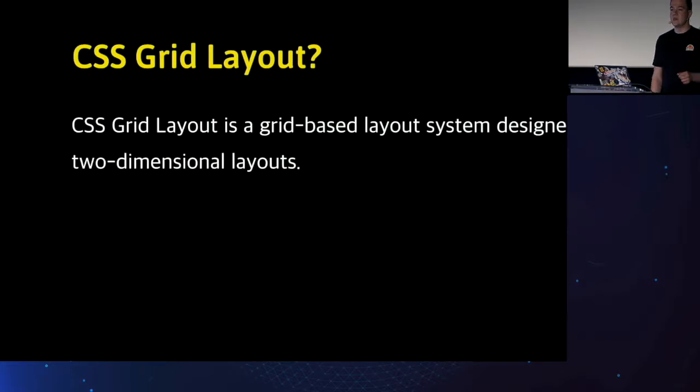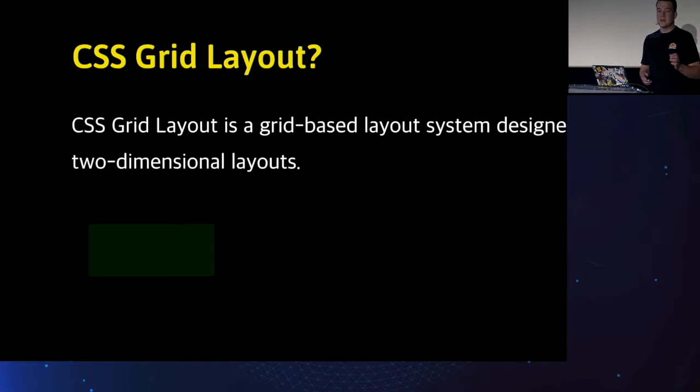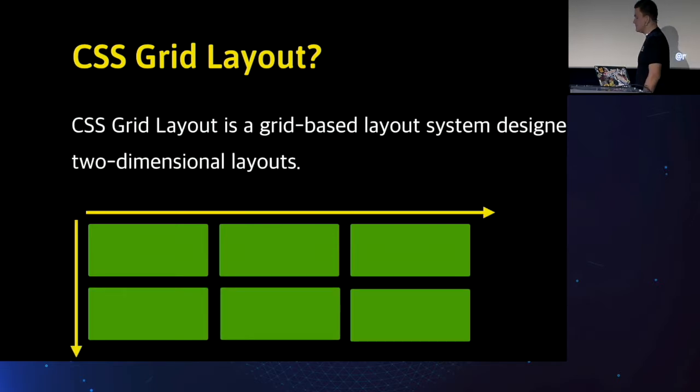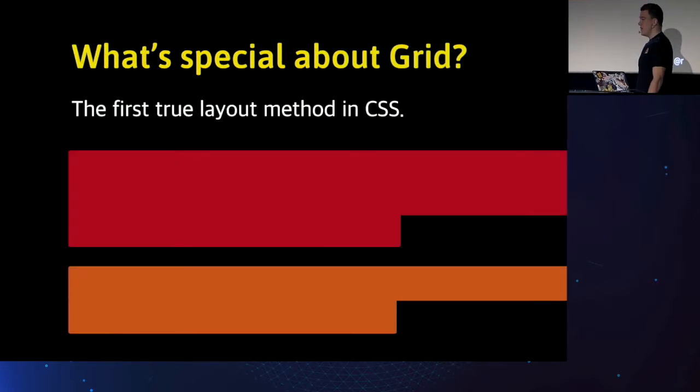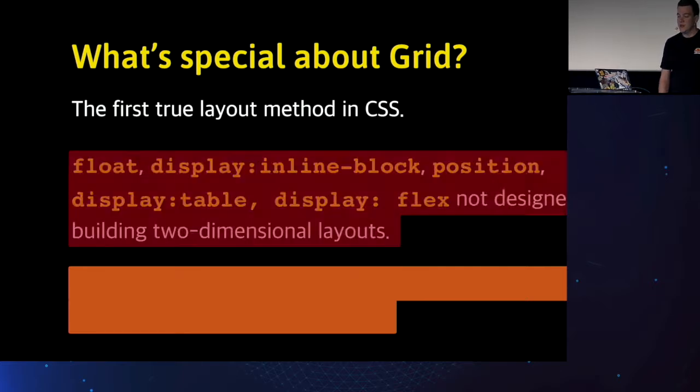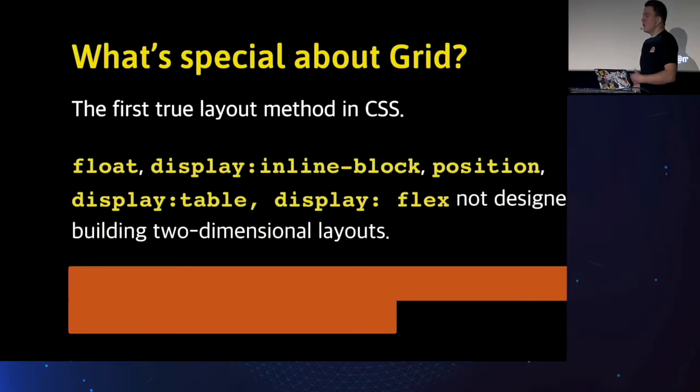CSS Grid Layout is a grid-based layout system built for two-dimensional layouts. So it's perfect if you're not just working on one axis, but on both axes. It's actually the first true layout method in CSS. Before that, we had, and of course still have, float and display inline block, display table cell, position if you really want to, flexbox of course, but none of these was built for building multi-dimensional layouts.